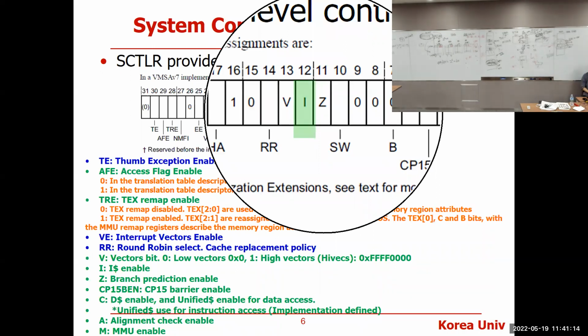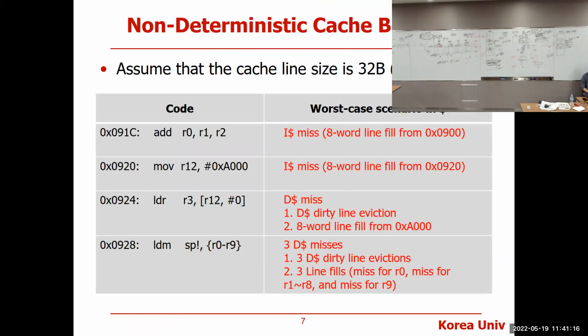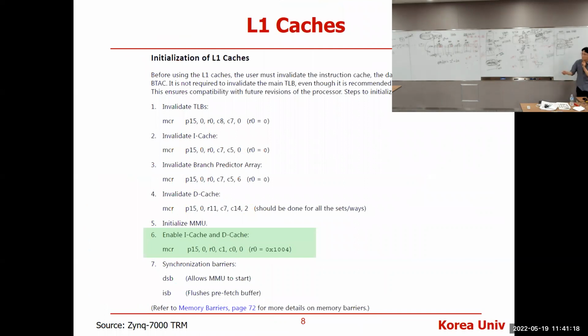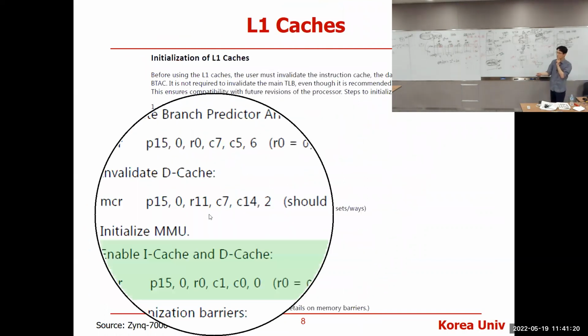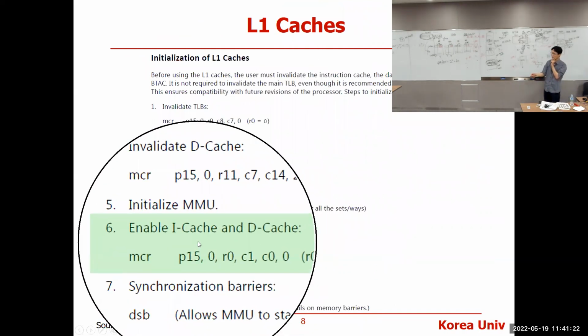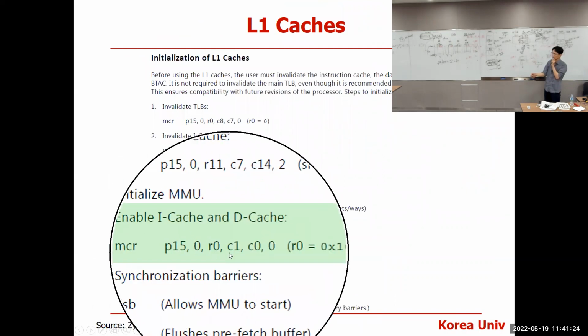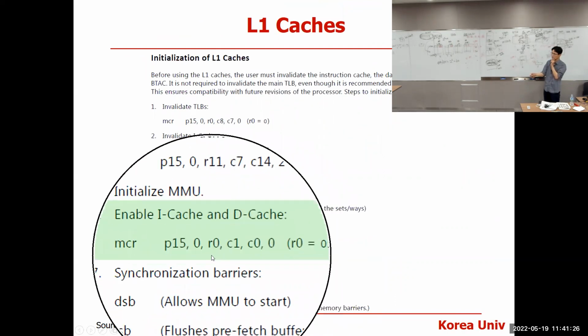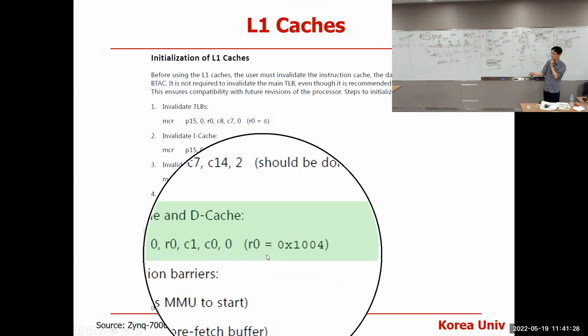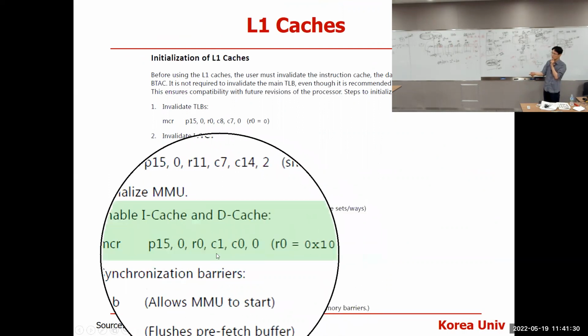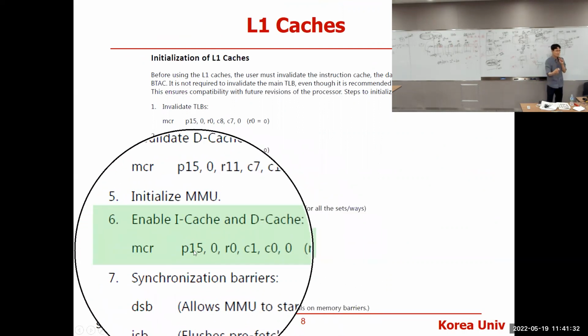If you look at the manual, it provides this instruction. You simply use that instruction, MCR, R0. Before you use this instruction, place this data in R0, then execute this MCR. Then the cache will be enabled.